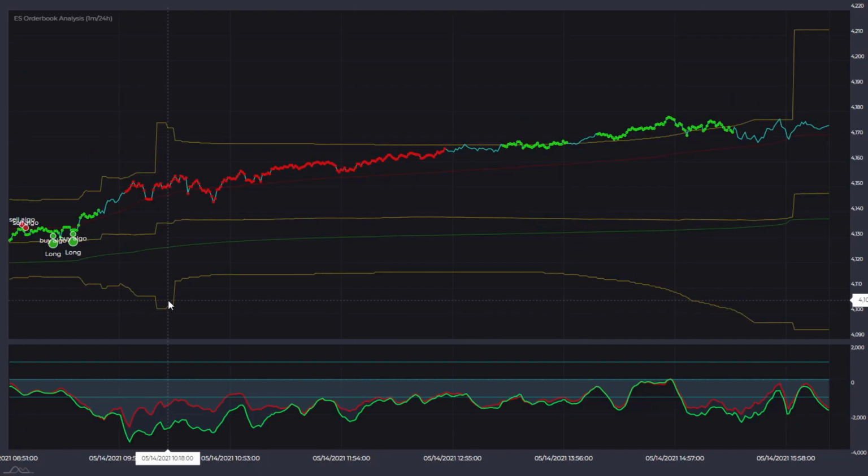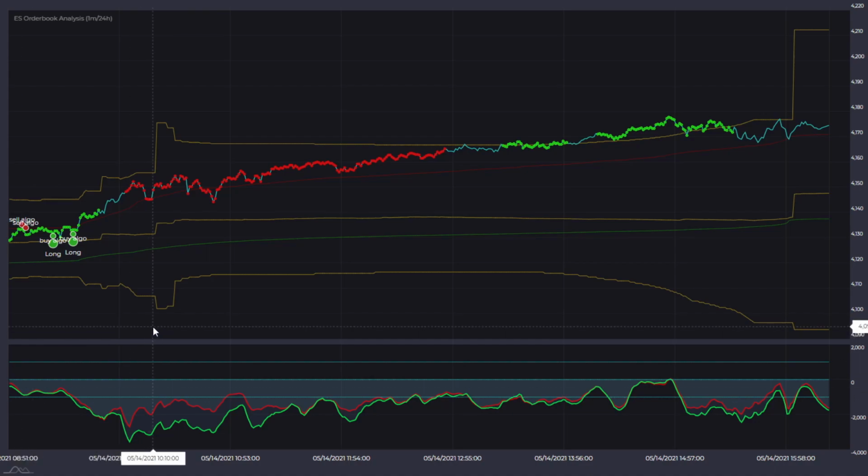And so basically, this is the entry, right? And one important thing to note here is that this is a 24 hours chart. So it works during the ETH and RTH session.